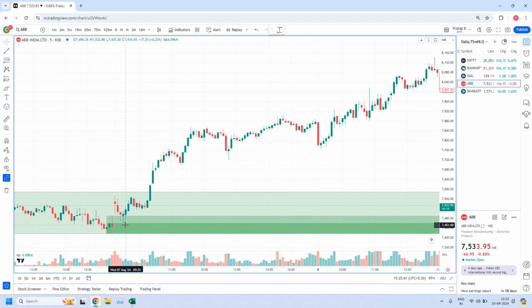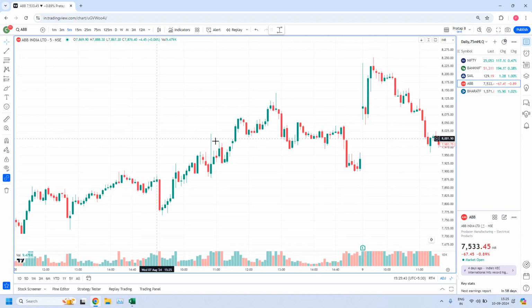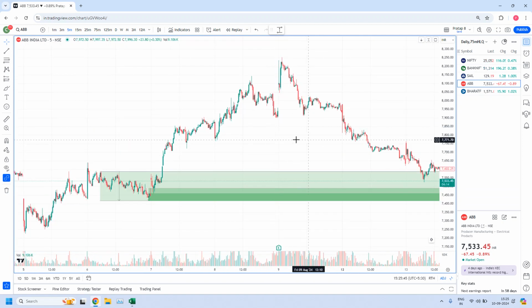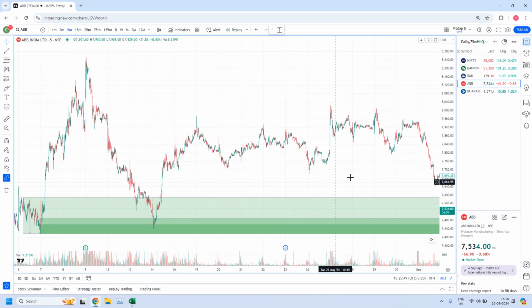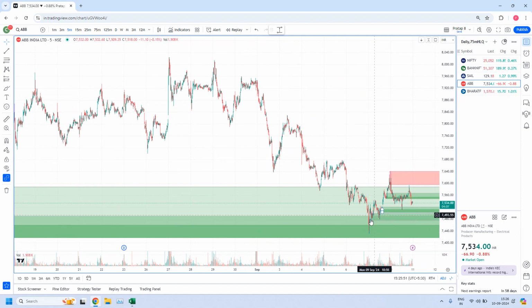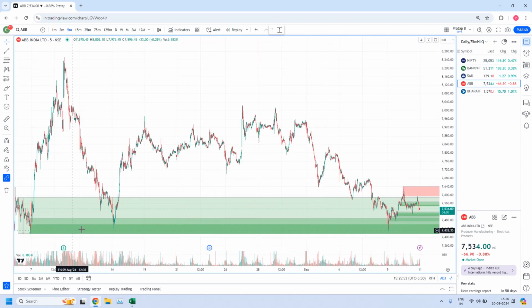See, already it is tested first time. After that again this zone is tested second time. Again this zone is tested third time. So this zone is working like a high liquidity zone. So nothing wrong if the risk is within your accepted level.